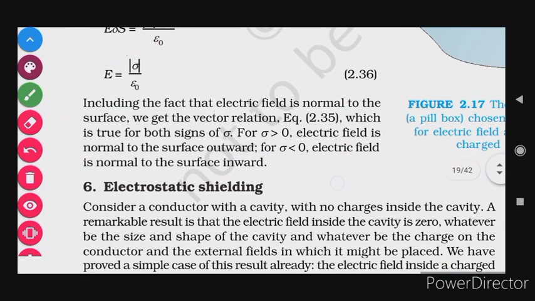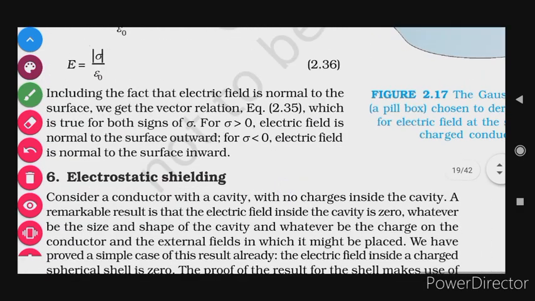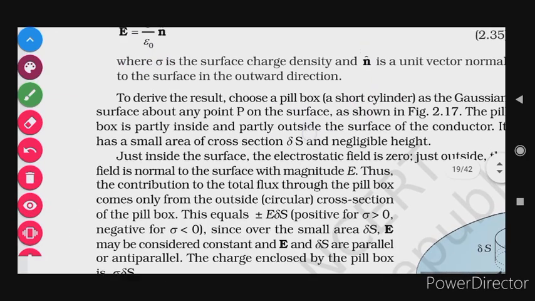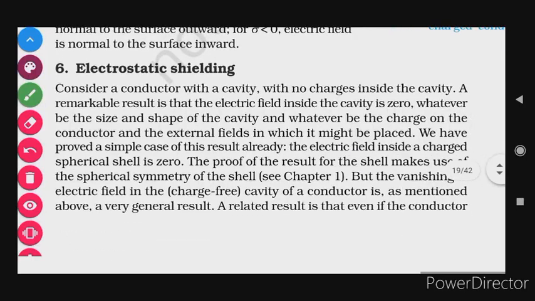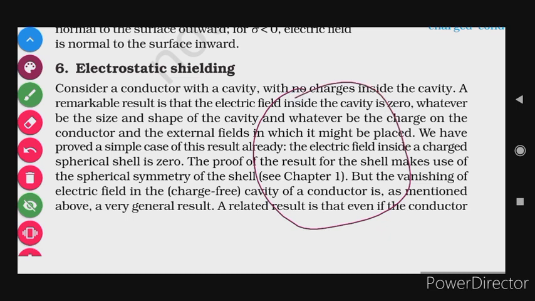So this is what is explained, the same thing. You have to remember that the electric field at the surface is given by sigma upon epsilon naught n cap. Now we'll move to the last point, electrostatic shielding. This is very important. Consider a conductor with a cavity with no charge in the cavity. There is a conductor which has a cavity inside. Suppose you can consider it like a hollow shell.